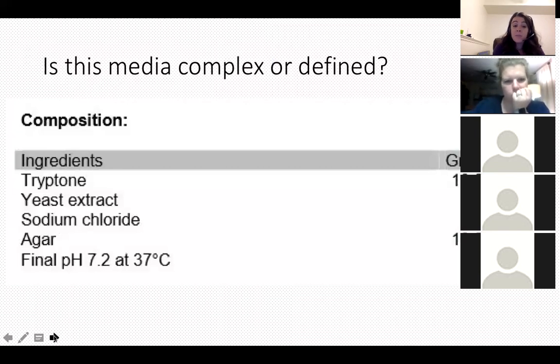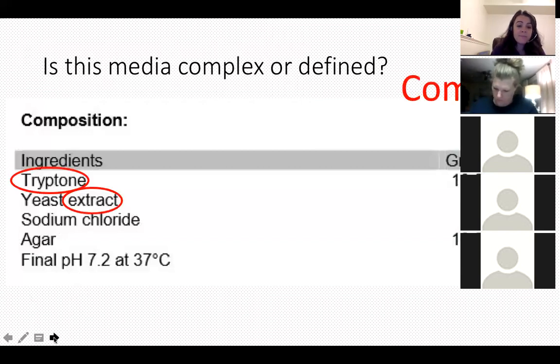So this is going to be complex. And what was the giveaway there for you in the ingredients list? So the most obvious one is the yeast extract, right? So they grew up a bunch of yeast and then they dried it out and it's this powder, and you add it and it's nutrition that the bacteria can use. Tryptone is also an extract of proteins as well, but the big one is yeast, the most obvious one.